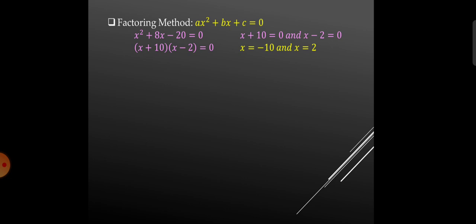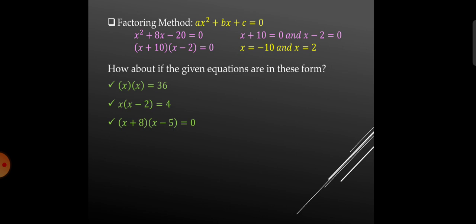So to go further, the two binomials is equal to 0. According to zero product property, each binomial is equal to 0. Therefore, x plus 10 equal to 0 and x minus 2 equal to 0. So to get the first value of x or the first root, x is equal to negative 10. So we simply transfer positive 10 to the right side, it becomes negative 10. As well as the second binomial, x minus 2 equal to 0 and negative 2, transfer to the right side becomes positive 2. Therefore, the roots are negative 10 and positive 2.